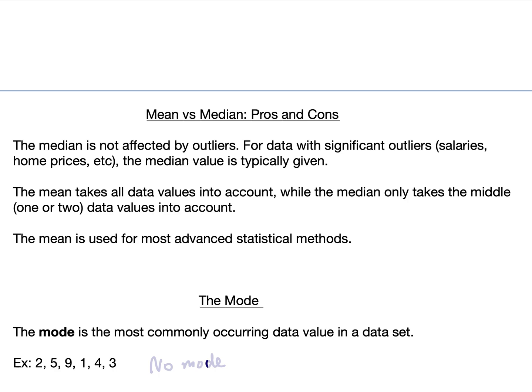Why should we use the mean? The mean takes all data values into account, while the median only takes the middle one or two data values into account. So the mean represents more of the data. In most advanced statistical methods, the mean is used. We'll see later that the mean is typically used with the standard deviation, which is a measure of how spread out the data is. So in more advanced statistics, particularly when you're looking at data that is fairly symmetric, that doesn't have a lot of outliers, the mean is more useful and more representative.